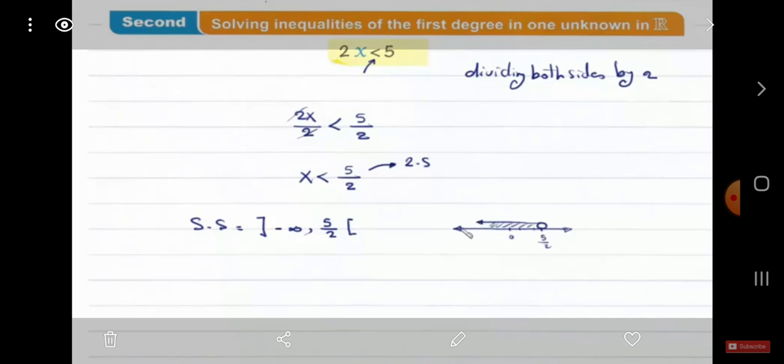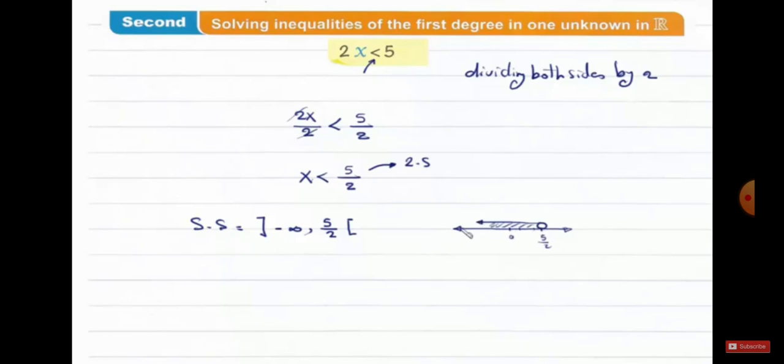When we see x less than, we put negative infinity on the left side, and negative infinity is always open. Then we put 5 over 2 on the right. Is 5 over 2 closed or open, as we took in the interval lessons? Here there is no equal, so negative infinity is open and 5 over 2 is open. We represent it on the number line: we see 5 over 2 and make it open, not closed. Then we put a circle, not shaded. Then we make an arrow going toward negative infinity.